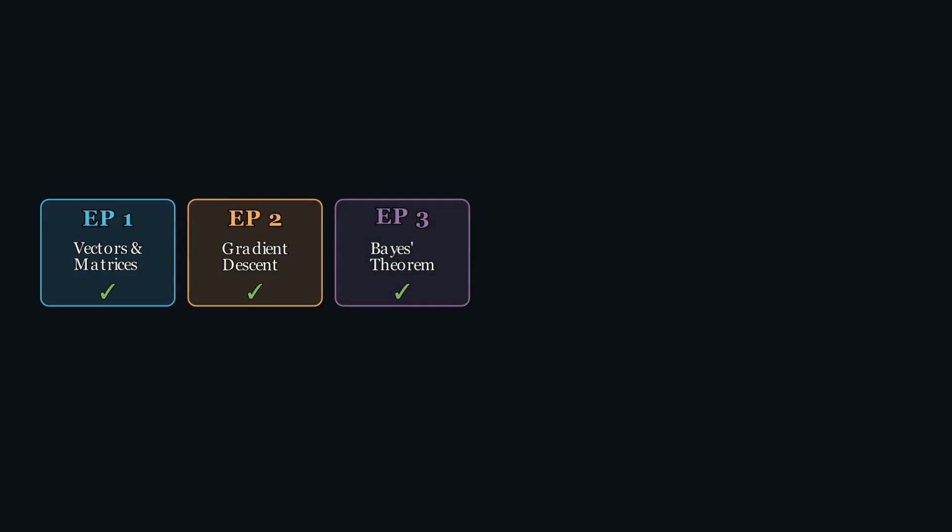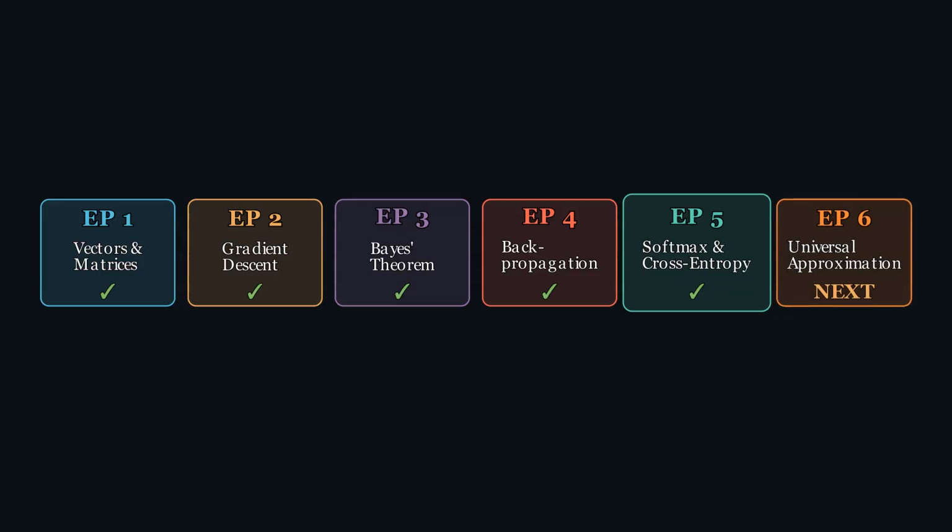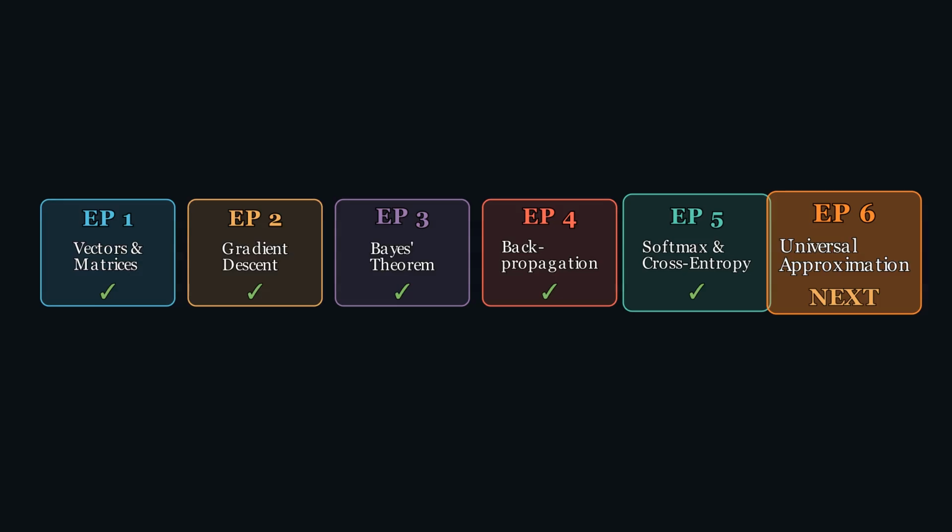In episode 1, we learned how AI represents the world as vectors and matrices. In episode 2, how AI improves, gradient descent. In episode 3, how AI handles uncertainty, Bayes' theorem. In episode 4, how AI learns from mistakes, backpropagation. And today, how AI makes decisions, Softmax and cross-entropy. In episode 6, we'll discover why neural networks can learn almost anything, the universal approximation theorem.